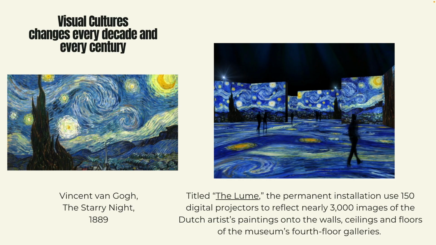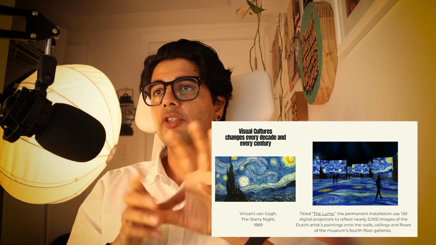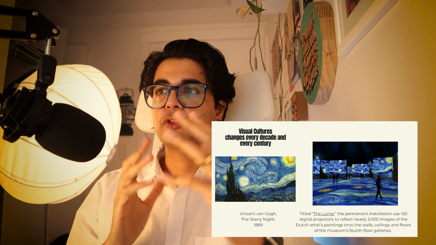Alrighty. Now, Vincent van Gogh, an iconic image maker, an iconic painter, and then there is this image of a multimedia rendition, which was titled The Loom. This was a permanent installation that used 150 digital projectors to reflect nearly 3,000 images of Van Gogh's paintings onto the walls, ceilings, and floors of this museum's gallery, right?